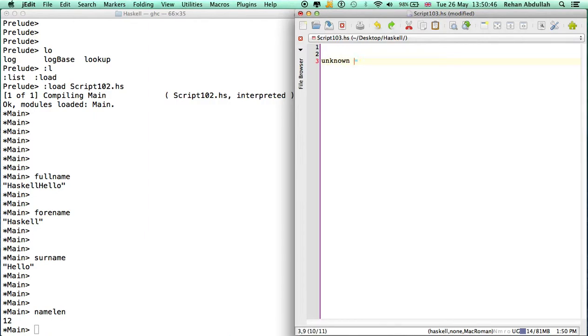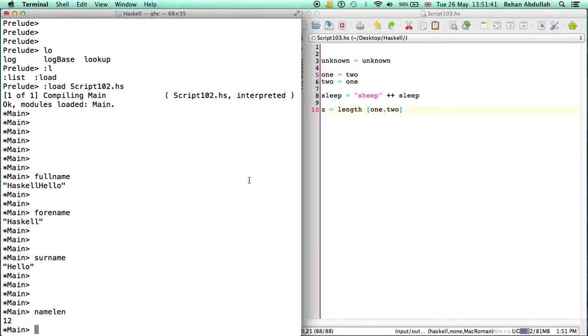Unknown equals one equals two, only if you divide by zero. Two equals one, like I said, only if you divide by zero. Sleep equals sheep. Z, get rid of that, always comes up for some reason, equals length. Save that, get out of this.